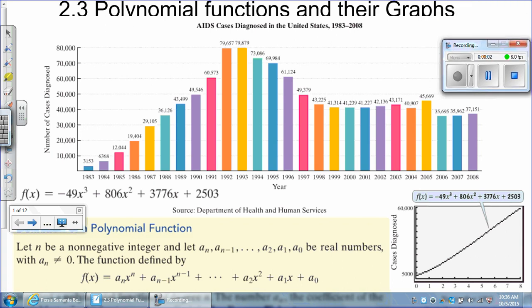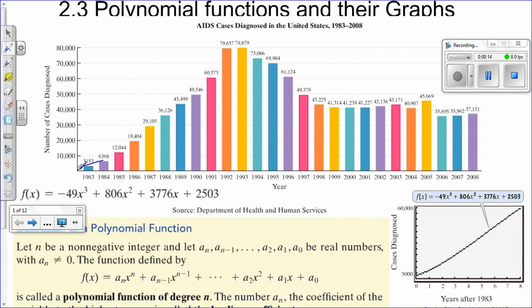This video will cover section 2.3, polynomial functions and their graphs. To begin, we have a graph here, and it's not a graph like the ones we're used to. It is a bar graph. So if we were to connect it, and I'm connecting the left side of every bar, well, it should be a little rounder.